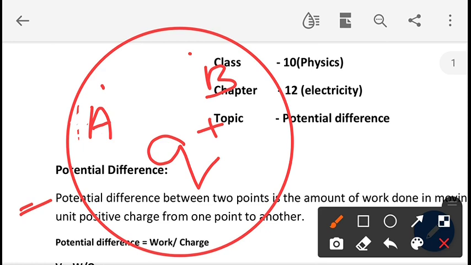I hope you must have understood what potential difference is. Simply, if someone asks what is potential difference, it is a work. Who is doing the work? The battery is doing the work. In what is it doing the work? In pushing the electron. Where is it pushing the electron? It is pushing the electron in the conductor.